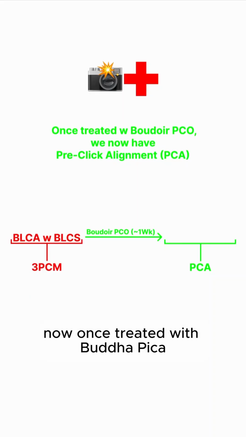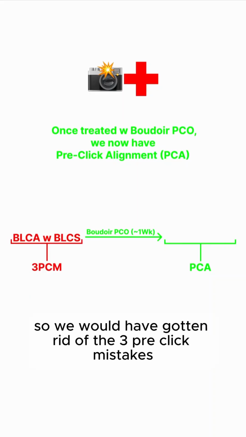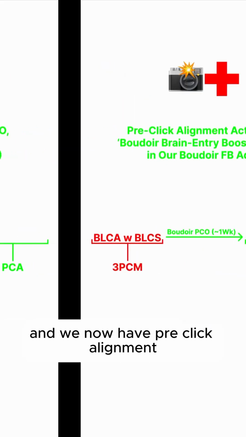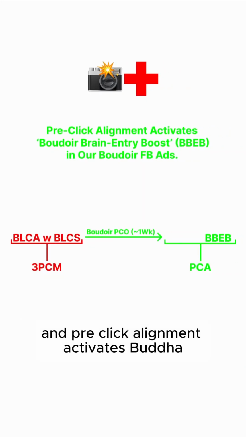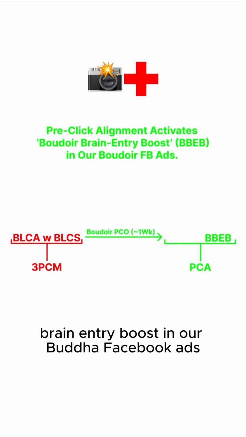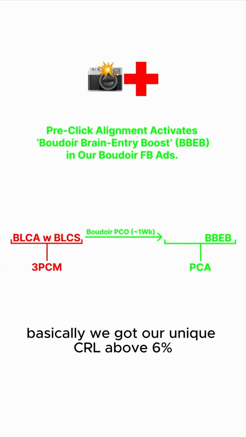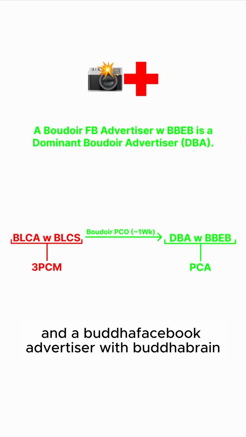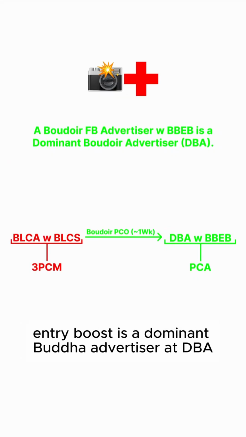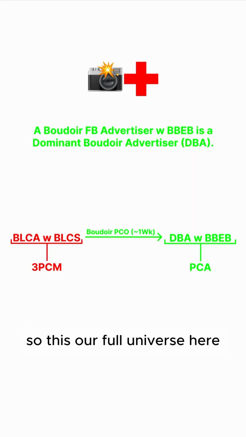Now, once treated with Boudoir Pico, we now have pre-click alignment. So we would have gotten rid of the 3 pre-click mistakes, and pre-click alignment activates Boudoir brain entry boost in our Boudoir Facebook ads. Basically, we got our unique CTR above 6%. And a Boudoir Facebook advertiser with Boudoir brain entry boost is a dominant Boudoir advertiser, or DBA. So this is our full universe here.